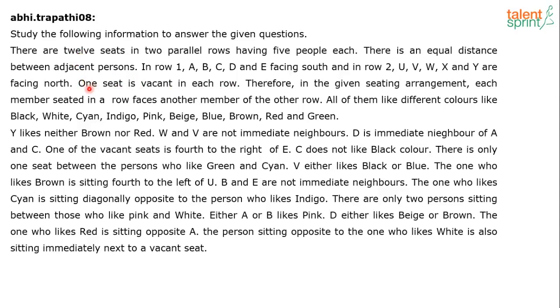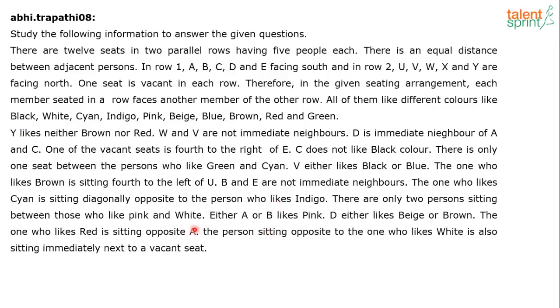Now 1 seat is vacant in each row. So therefore, in the given seating arrangement, each member seated in a row faces another member of the other row. All of them like different colors like black, white, cyan, indigo, pink, beige, blue, brown, red and green. So 10 colors, 10 persons, A, B, C, D, E, U, V, W, X and Y, 2 rows, and each row has got 6 seats, right? 1 seat is vacant in each row.